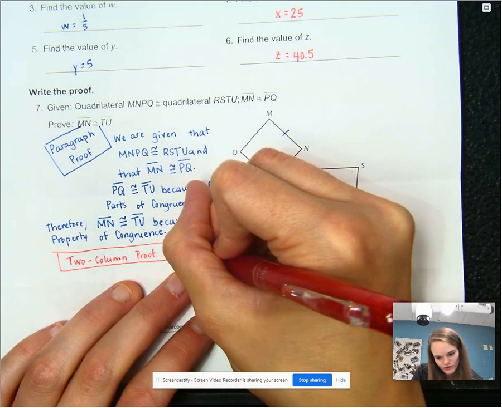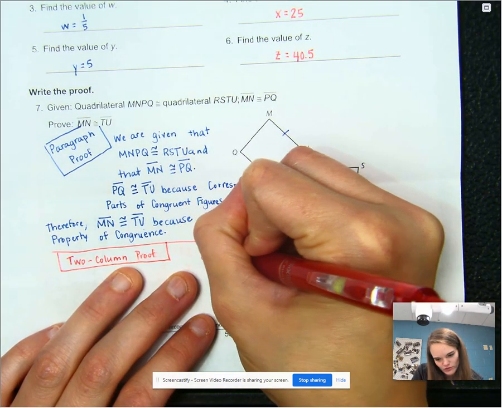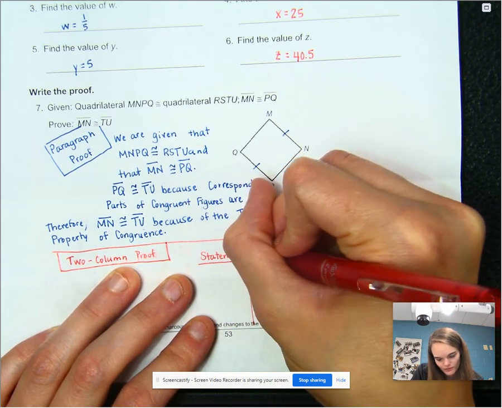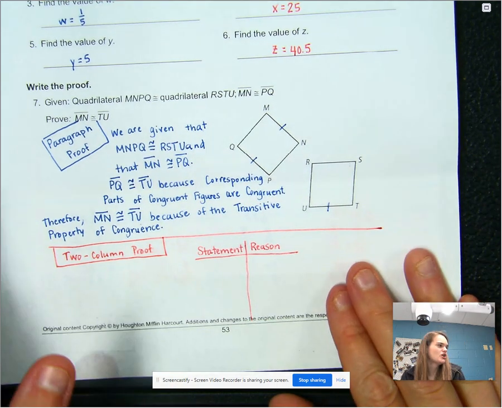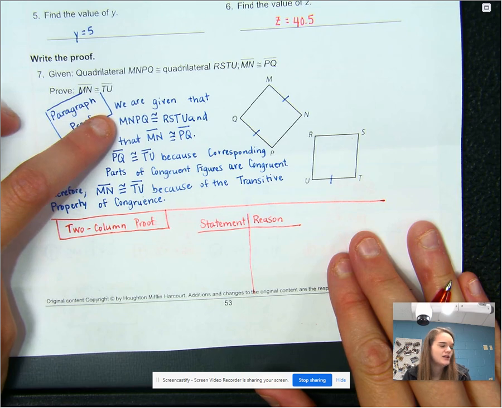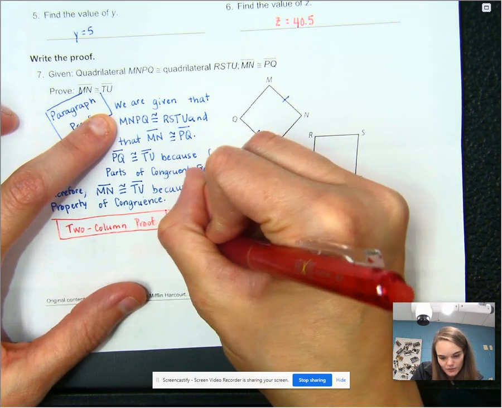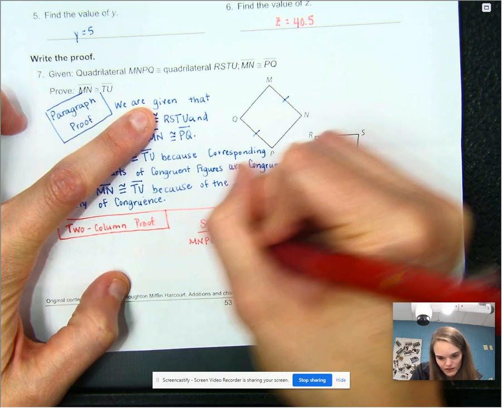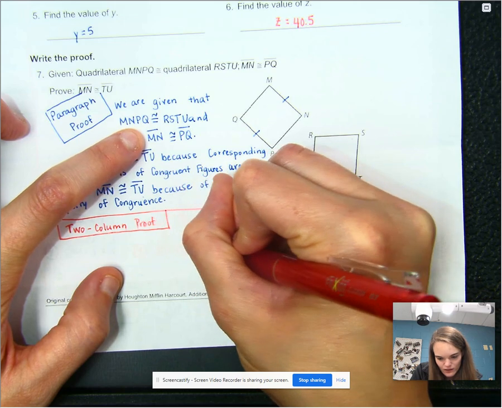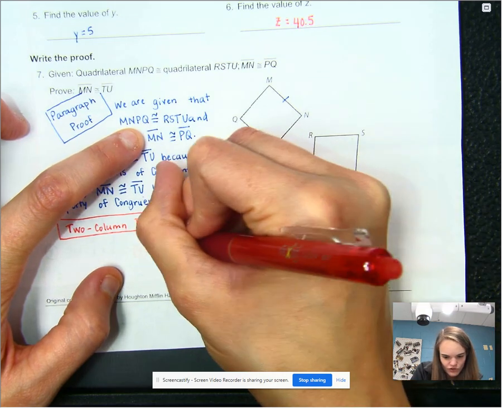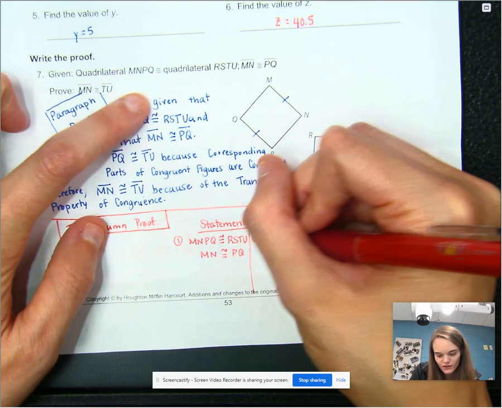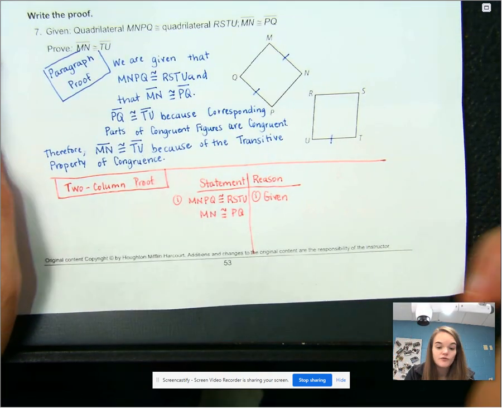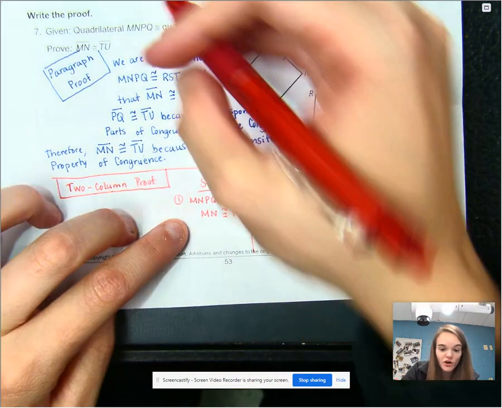A two-column proof literally has two columns. You have a statement column. You have a reason column. You always start the statement column by listing the givens, just like we did right here. MNPQ is congruent to RSTU. And MN is congruent to PQ. That is our first step in our two-column proof. The reason is we are given that. Okay? Our first step, here's what I want you to notice, is our first sentence.